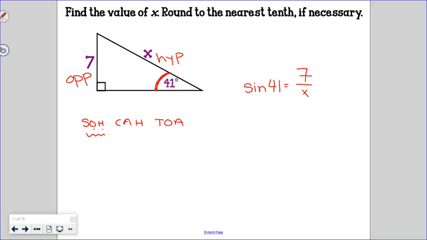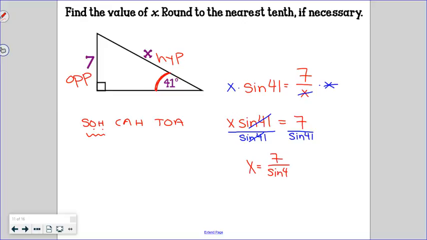So this is our example where the variable is in the bottom of the fraction. I'm going to show you the algebra behind it, but then we're going to speed it up because it's going to happen the same way every single time. If I were to show all my work algebraically, to clear the variable out of the bottom, I would start by multiplying both sides by x. And it's x times this number, times sine of 41. And I, again, want x by itself. So I would divide both sides by sine of 41. And I get x equals 7 over sine of 41.